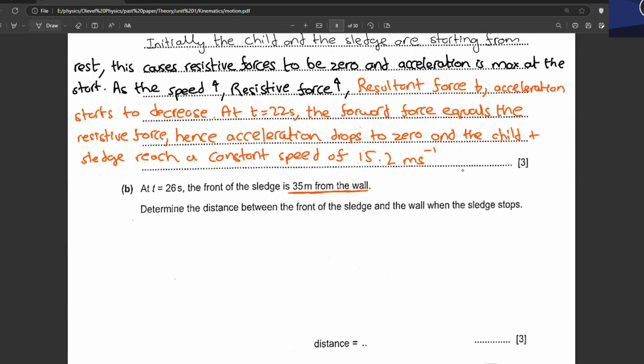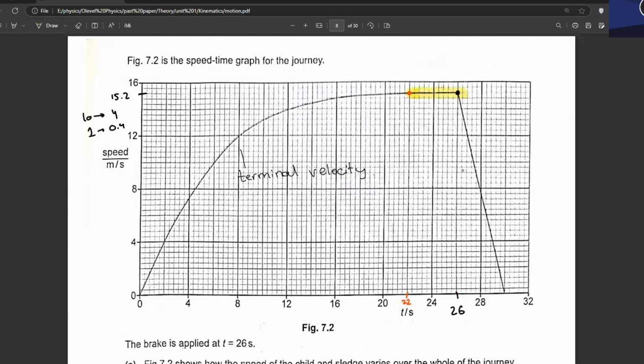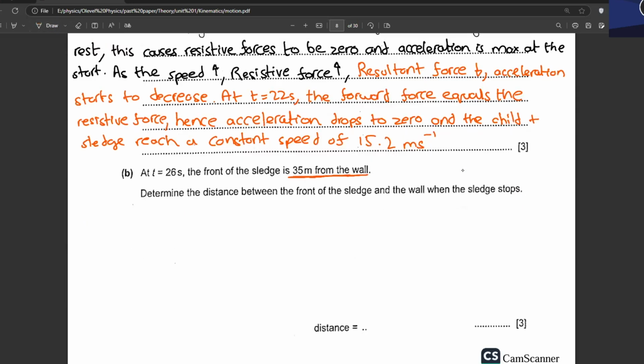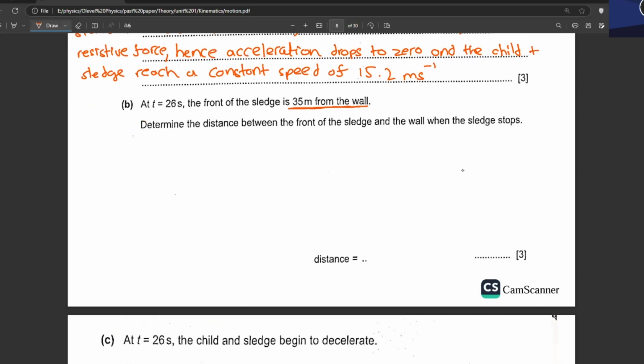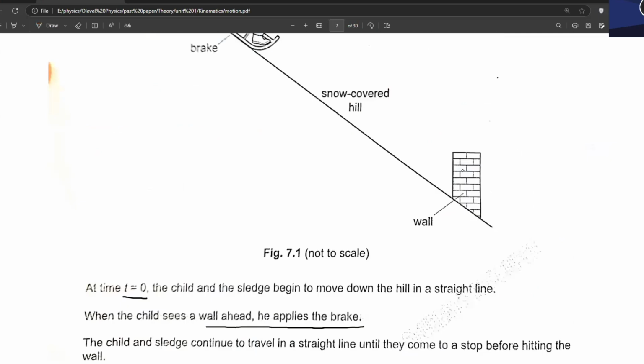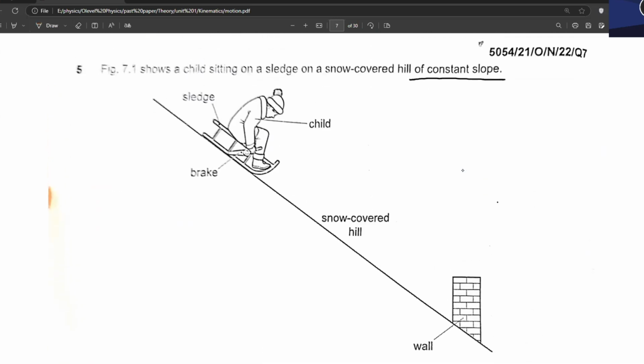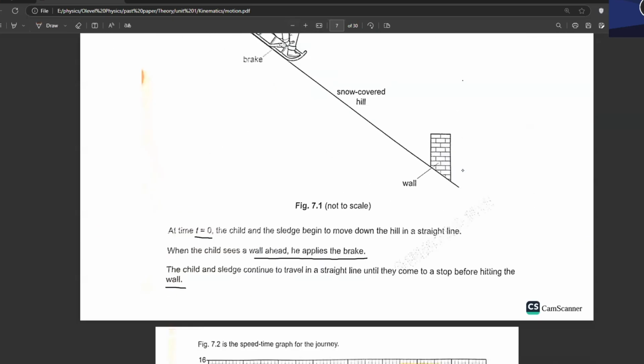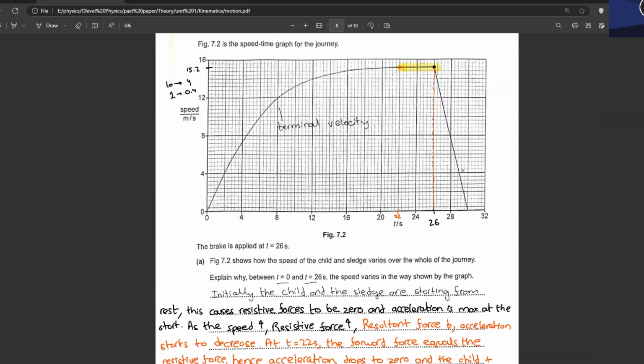Okay. So at time t equals 26 seconds, somewhere here, the sledge is 35 meters from the wall. Let's see what the examiner is asking. Determine the distance between the front of the sledge and the wall when the sledge stops. We have to calculate how far it will be from the wall when it has finally stopped.